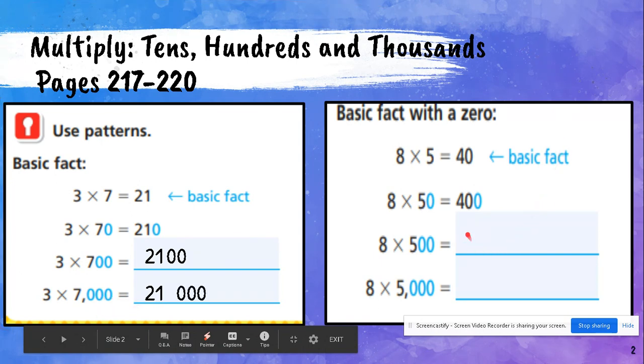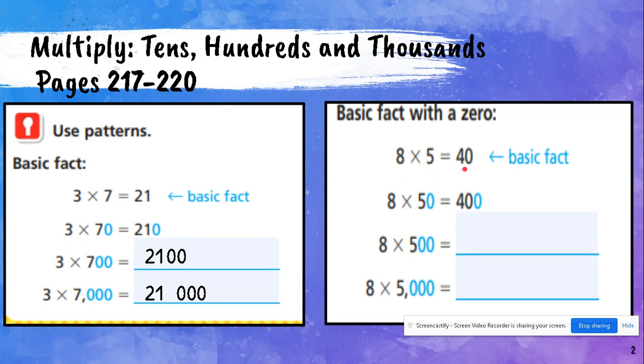Let's try it again. 8 times 5 is 40. 8 times 50. Well, let's cover the 0. 8 times 5, 40. How many zeros do you add? 1 more. 8 times 500. 8 times 5, 40. How many zeros at the end? 2 more.